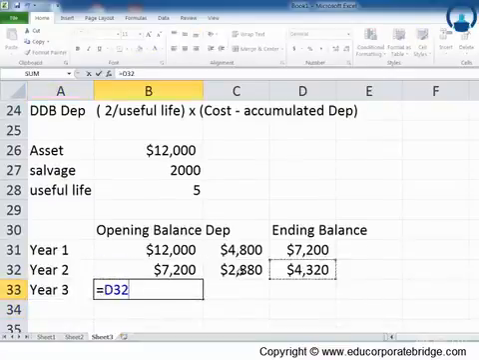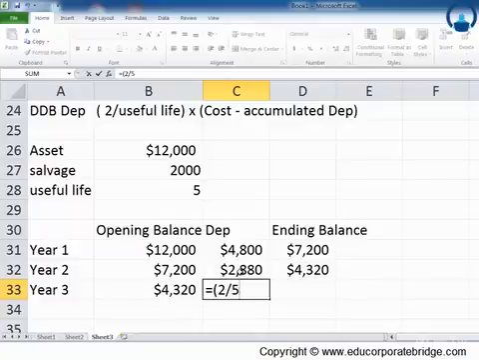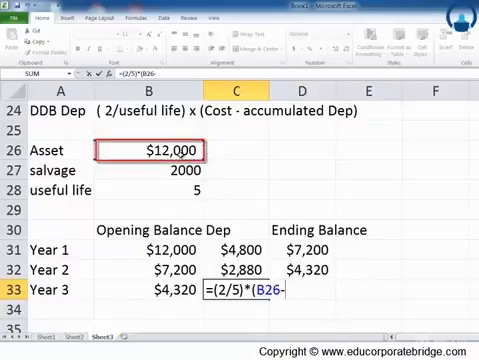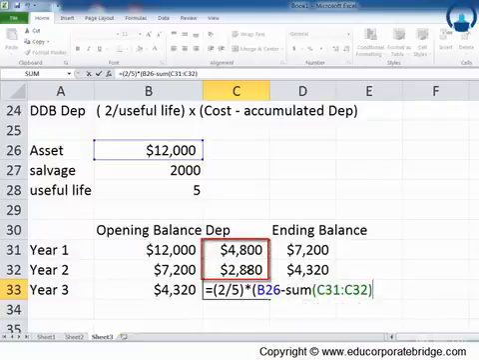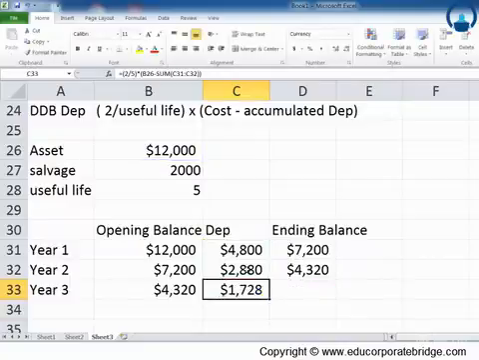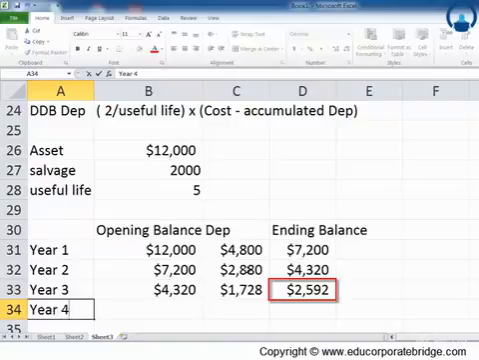Opening balance is 4320. Your depreciation expense will be equal to, applying the same formula, 2 divided by 5 multiplied by cost, which is 12,000, minus your accumulated depreciation. Your accumulated depreciation is 4800 and 2880, so we need to sum total these two. This is the accumulated depreciation, and bracket closed, and what we have is the depreciation expense of 1728 in year 3. Your ending balance comes out to be 2592. Let's look at year 4.